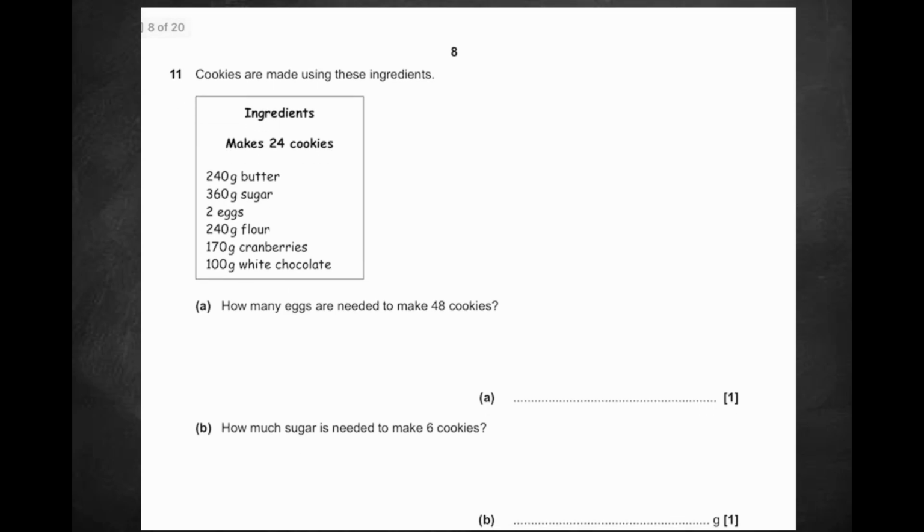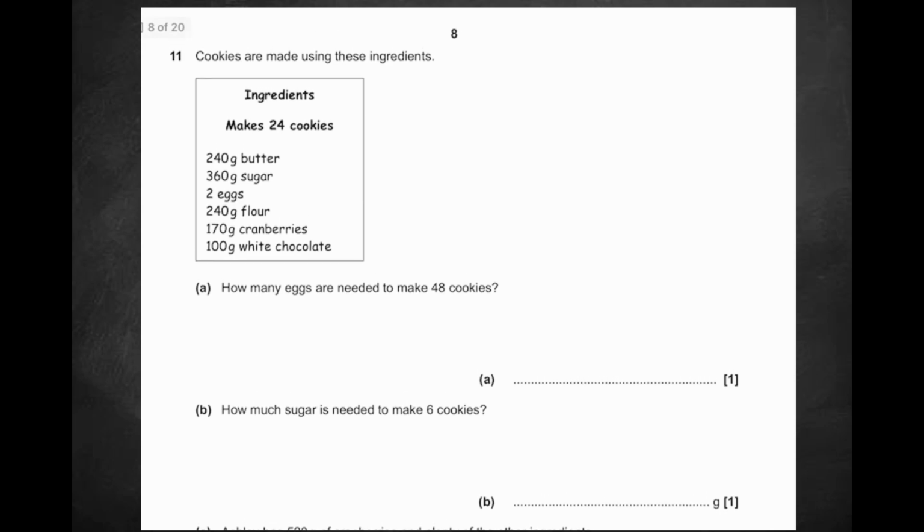On to question 11. Cookies are made using these ingredients. How many eggs are needed to make 48 cookies? So our ingredients are for 24 cookies. All we need to do is multiply everything by 2. So 2 eggs multiplied by 2 is going to be 4.